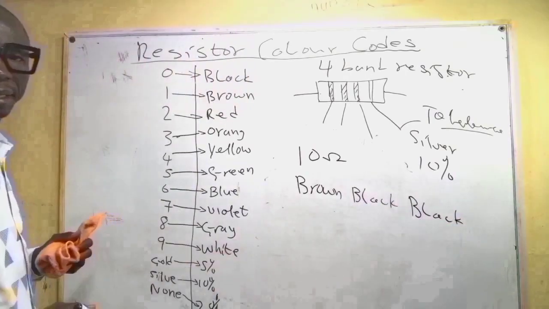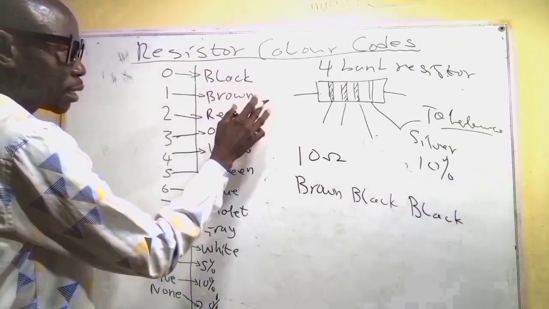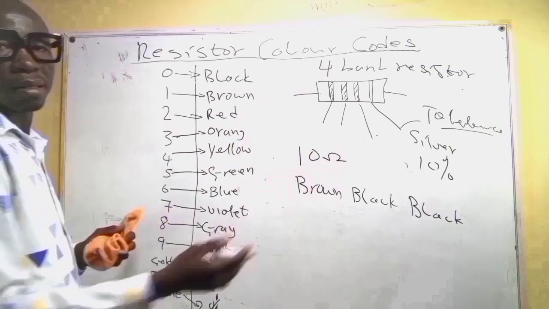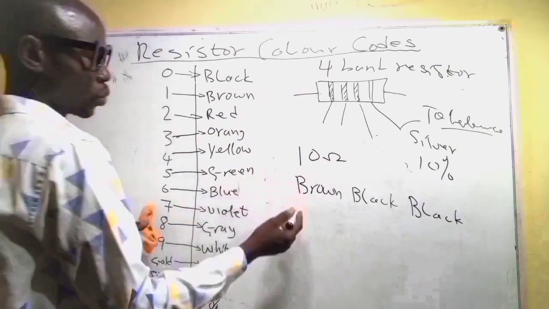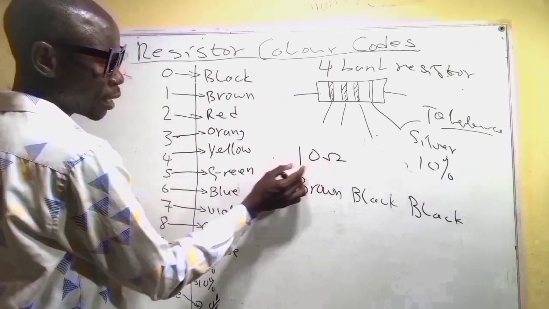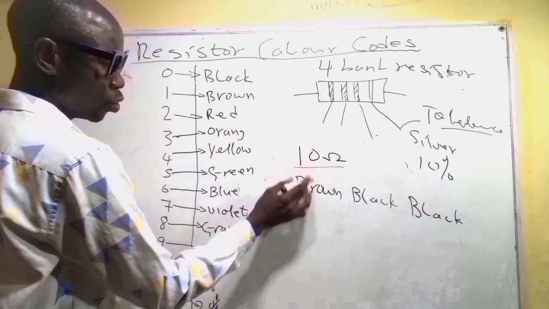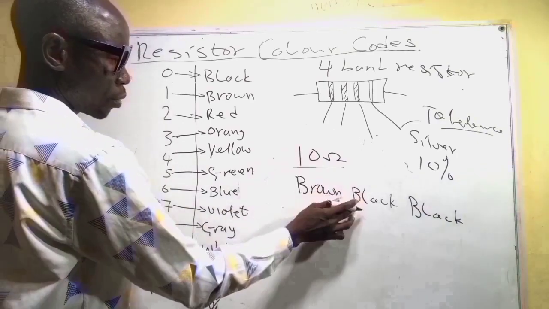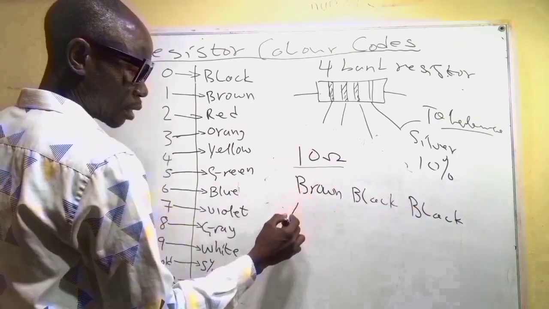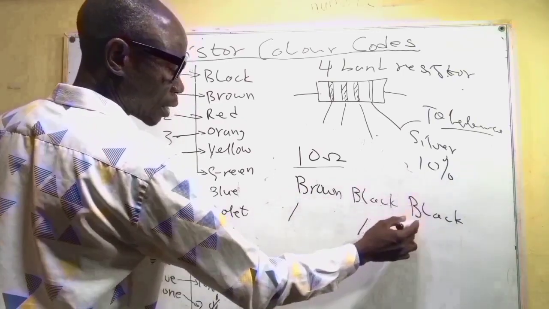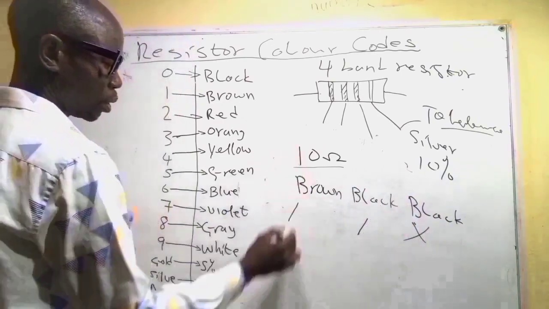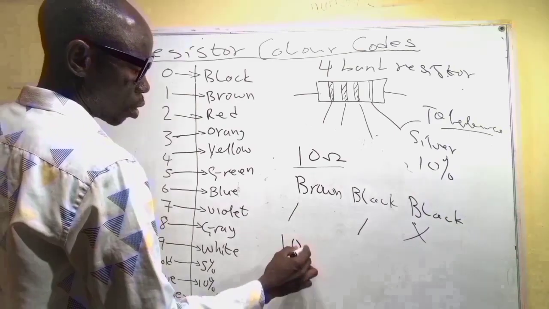It will be black again. The black becomes the third band, and we cancel it. We don't write it. So if you are to find this, you know that brown is 1, black is 0, another black is 0. This is the first band, second band, third band, and the third band we cancel. So it will be 10 ohms.